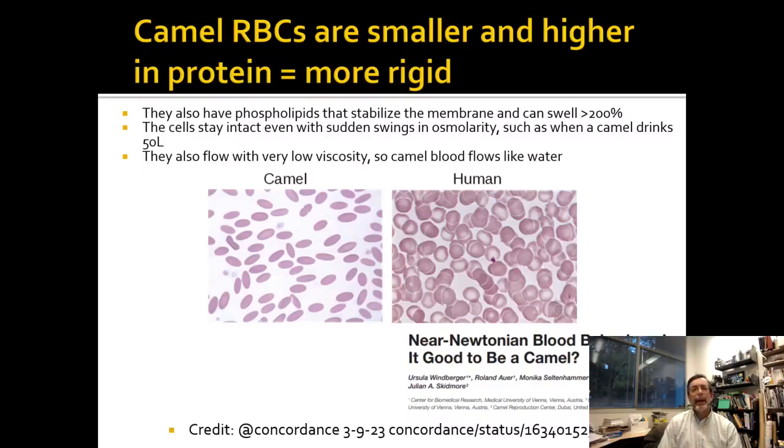So for example, like camel red blood cells, they look very different from human ones. They're smaller, they have more protein, and they're more rigid. The thing is, the camel has special membranes, and they are able to actually absorb so much water. Camels have such huge swings in the volume of water that they have inside them, that their blood itself has evolved to be more rigid and to allow it to swell more when the camel drinks 50 liters at a time. These will flow differently. Camel blood will actually flow like water rather than human blood, which is much thicker. So it's interesting.